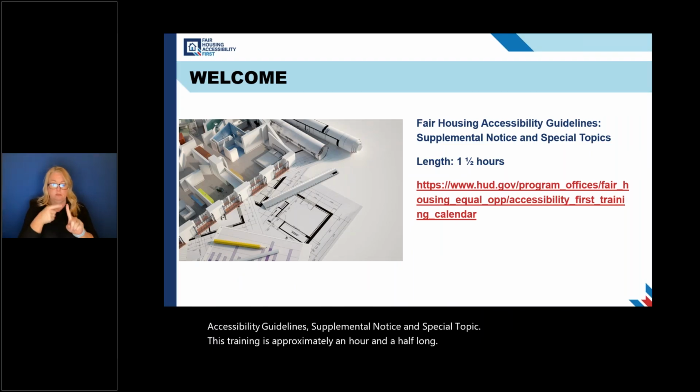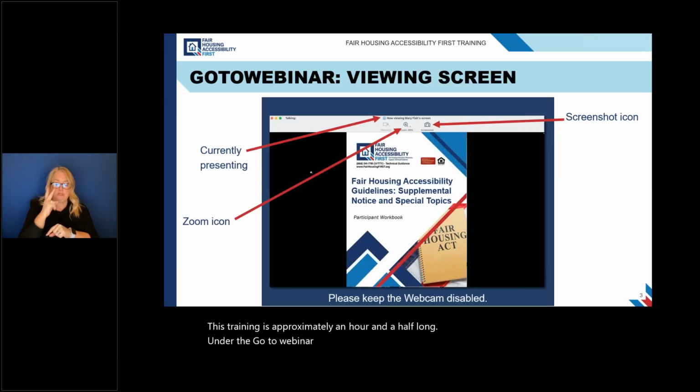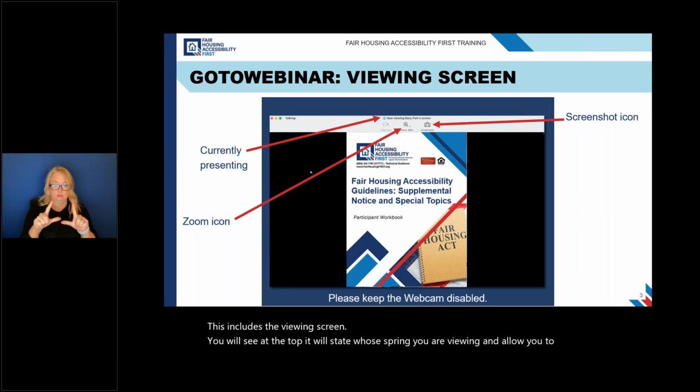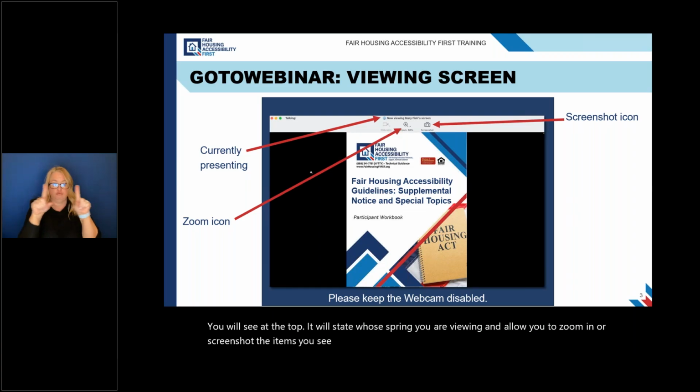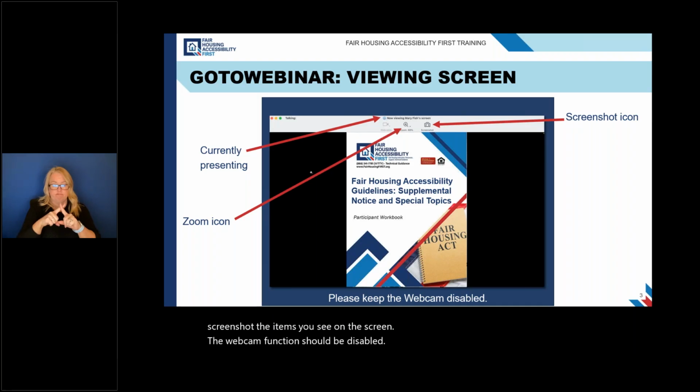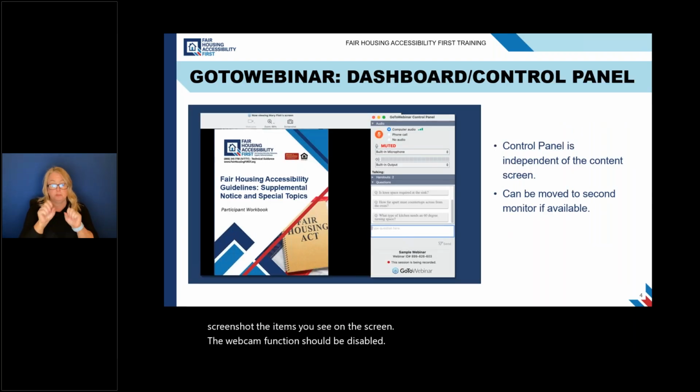Under the GoToWebinar platform, you will find several dashboard items. This includes the viewing screen. You will see at the top, it will state whose screen you are viewing and allow you to zoom in or screenshot the items you see on the screen. The webcam function should be disabled. You can set up the dashboard to include the screen that is being shared and the GoToWebinar control panel, or you can move it to another window if you have multiple screens.